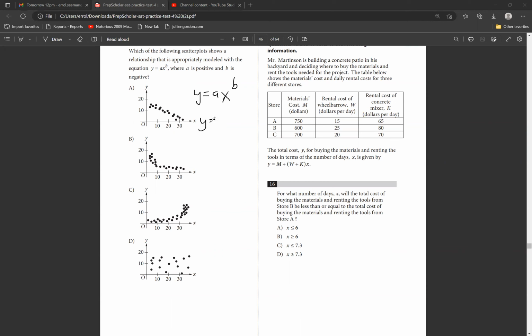for example, if A is say 2 and B is -1, what does that look like? That's the same thing as 2 over X. I'm thinking B. If B is negative, oh no, A looks like it's going down to the right too, and B.